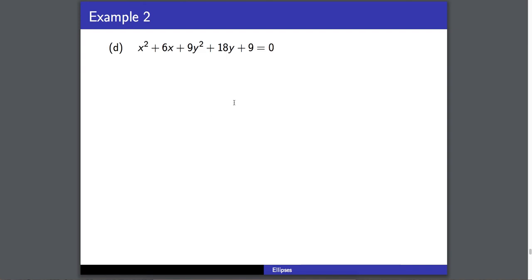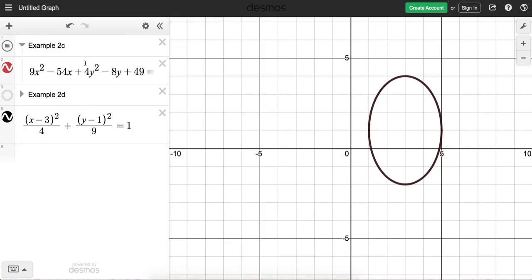All right, part D, we have x squared plus 6x plus 9y squared plus 18y plus 9 equals 0. We're going to get the 9 over there by subtracting it. So we have x squared plus 6x and then plus 9y squared plus 18y equals negative 9. So first let's find the vertex of x squared plus 6x.